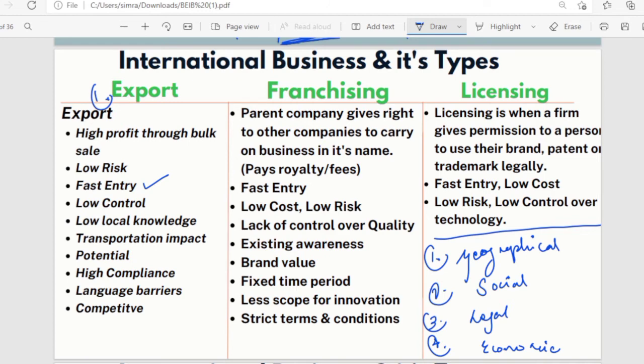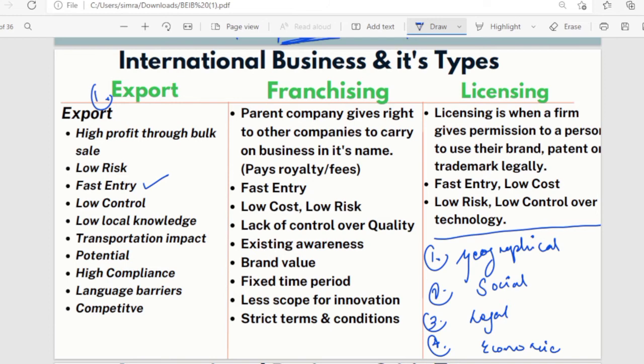How is it simpler? There are fewer restrictions, fewer complications, and you need not know much in detail while doing export compared to the other modes. In other modes, you need to invest a lot of time in research and other things, but for exporting, you need not invest so much time. So in export, entry is fast, entry is quick. There are just some basic details that you need to know about, and yes, you are ready to transact internationally. You are ready to start your business internationally through export.